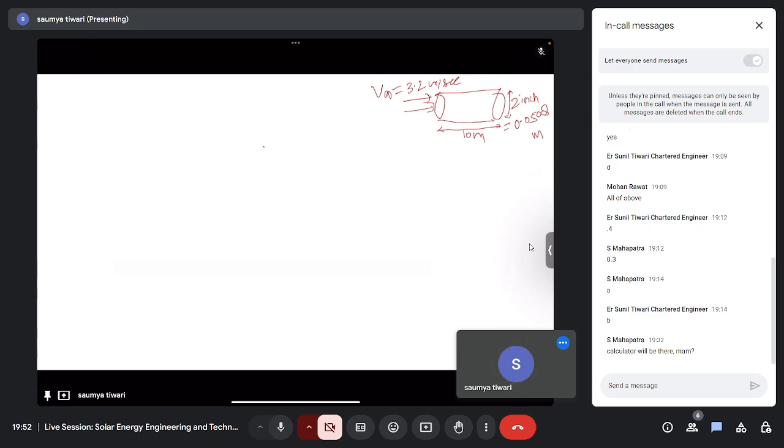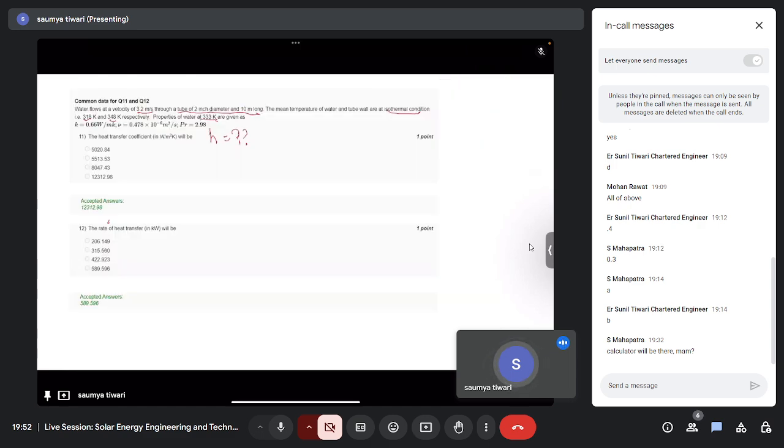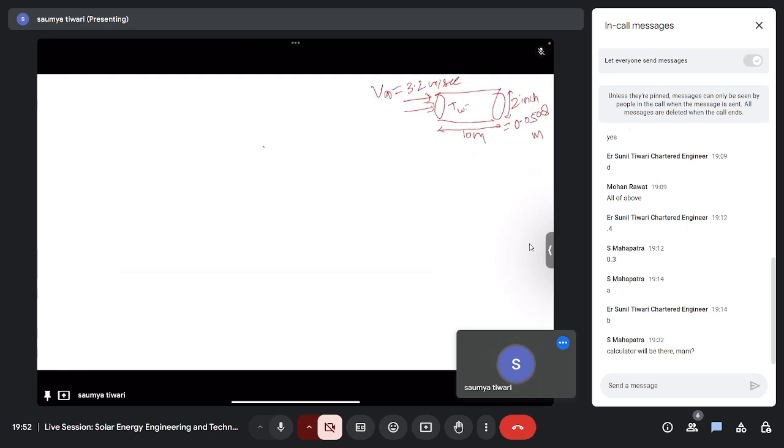Now, what else is given? 2 inch, 10 meter long, 3.2 meter per second, and then 318 and 348 are the temperatures of water and tube wall. The temperature of water is 318 and the wall is 348 Kelvin. So your mean temperature will be 318 plus 348 by 2, which will be 333 Kelvin.